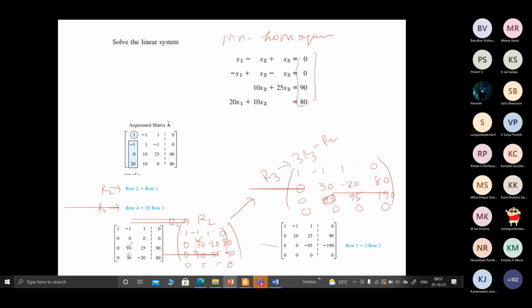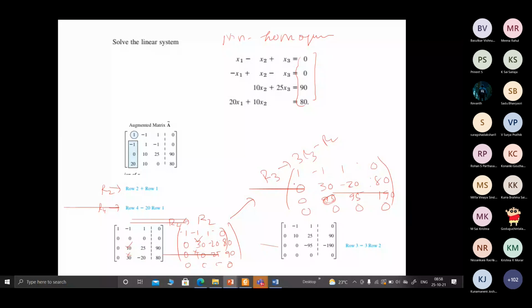Enough. So now we have reduced it into echelon form. See, this is 1 with all zeros below. This is 30 with all zeros below. Next row 95 with all zeros below. It is very easy to make this 1 by dividing by 30 and this one by dividing by 95, but that is not required. This is the row reduced echelon form, obtained by applying Gauss elimination.